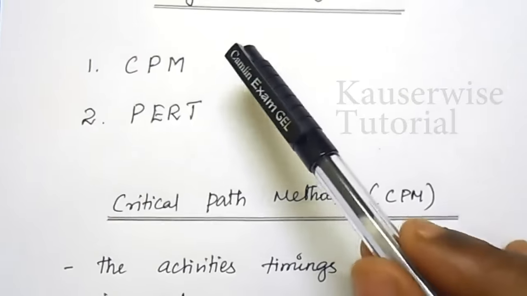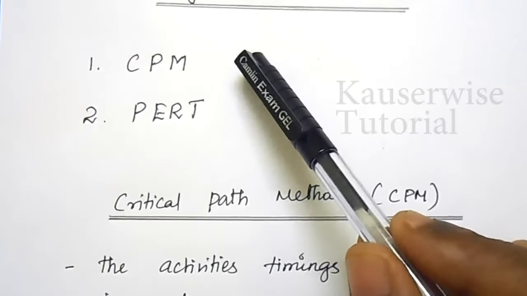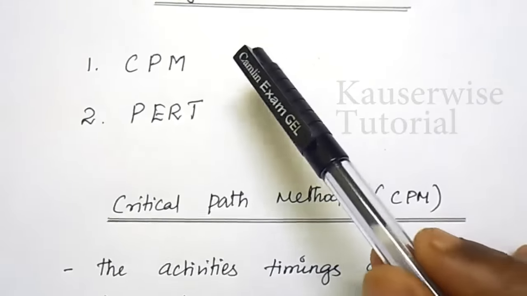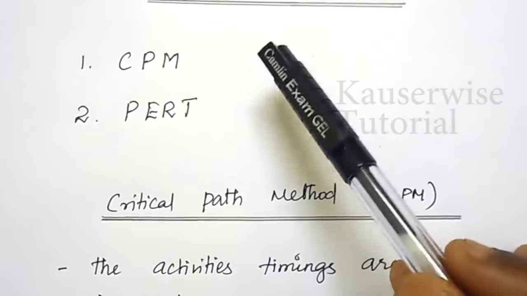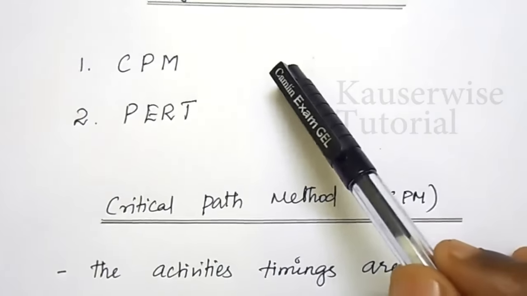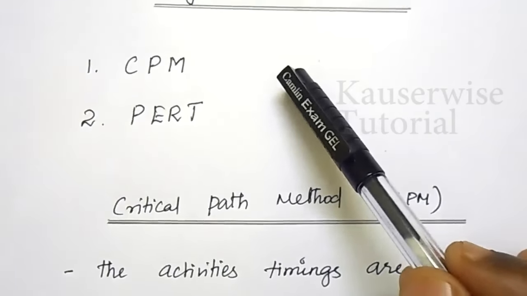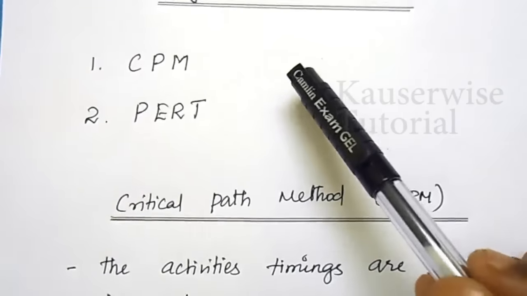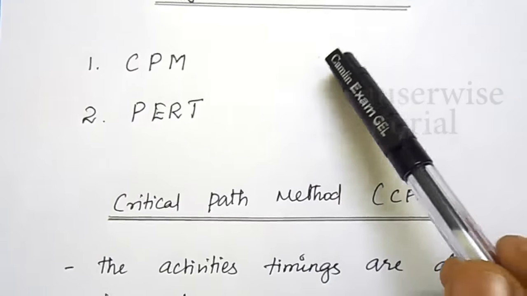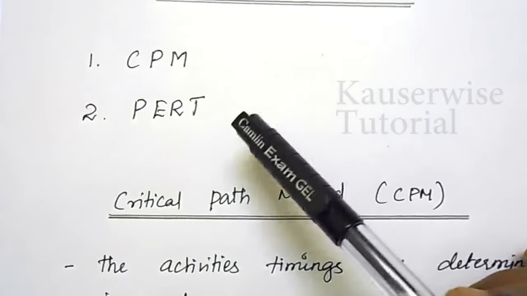In that video, we discussed how to construct the CPM network, determine the critical path and project completion time, and computation of total floats and free floats for non-critical activities. All these things we have discussed in detail in that particular video. So now we are going to see PERT.